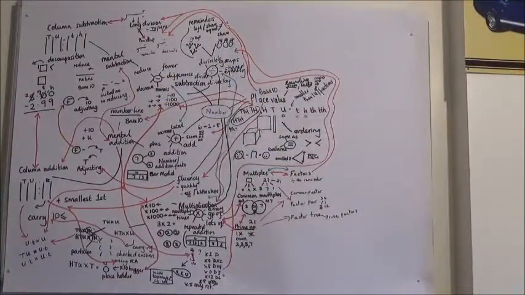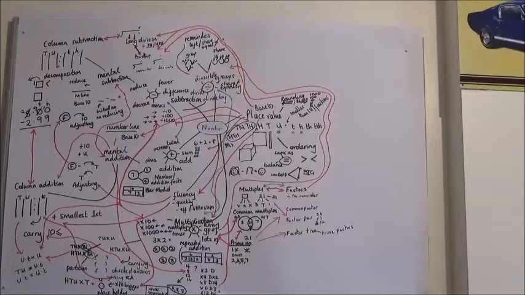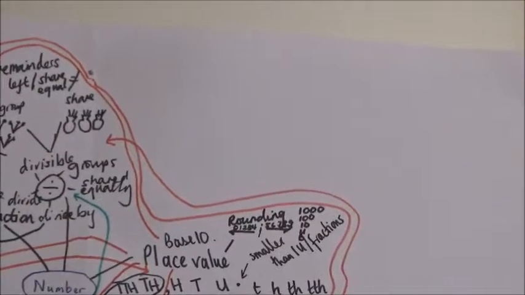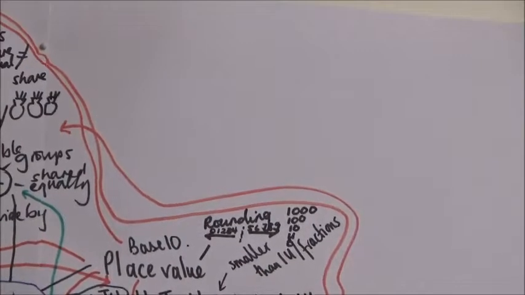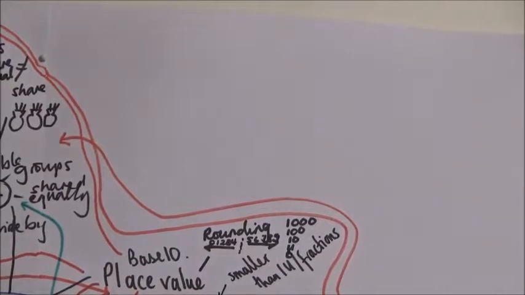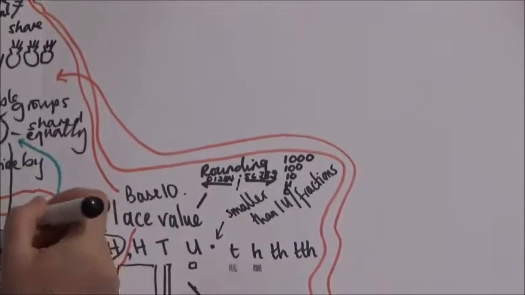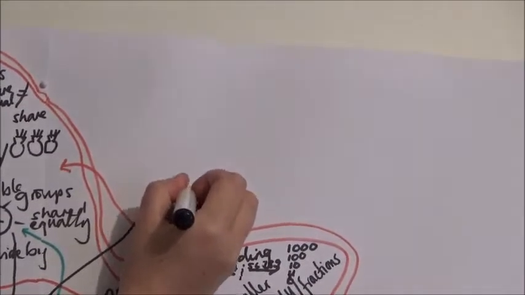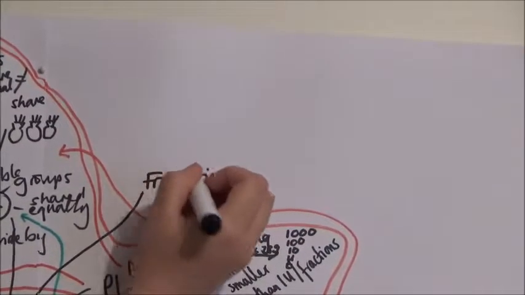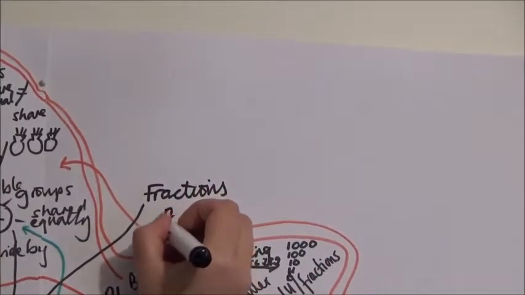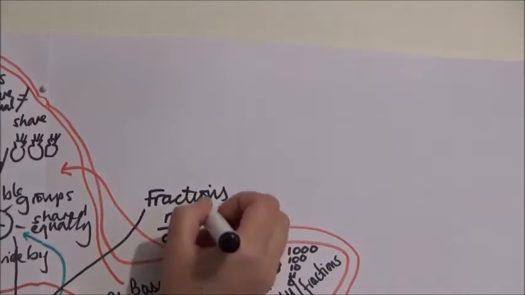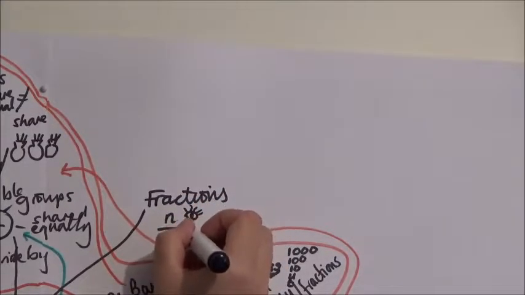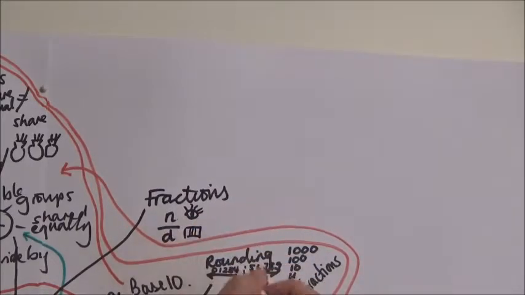So let's put fractions onto our ever-growing number mind map. It looks very complicated, but if you've gone through all the videos with us, then this will make complete sense to you. So we're going to go up here, past place value, up here to fractions. Remember, we said the top of the fraction is the numerator, the bottom is the denominator. The numerator is how many we're looking at, and the denominator is how many pieces make a whole.